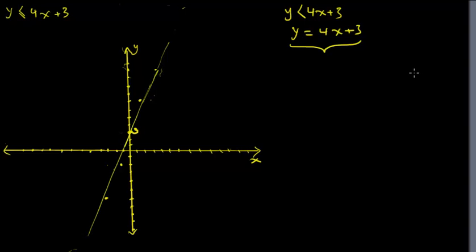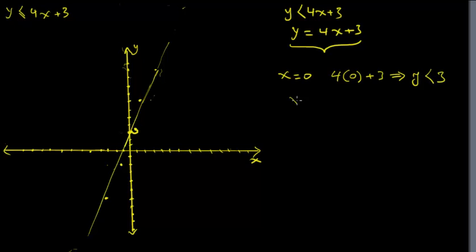Now, our inequality says y is less than or equal to 4x plus 3, right? So let's think about what it actually means. It means if I pick some x values, y is less than the number that we get from that value. Let's say we pick x equals 0. Then 4 times 0 plus 3 means y is less than 3.